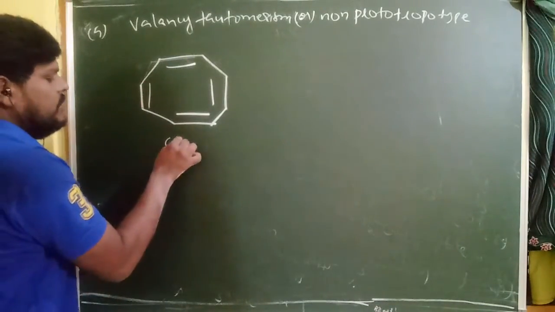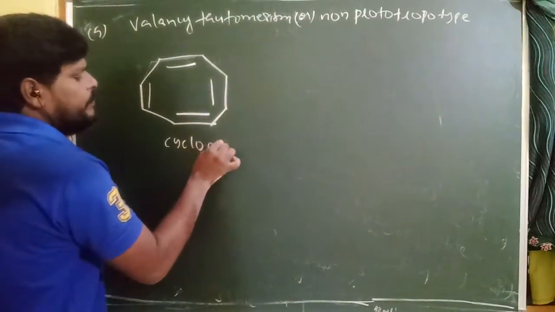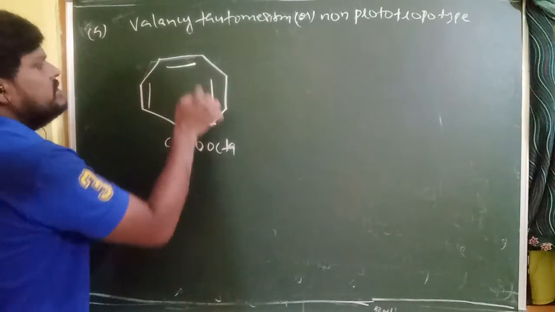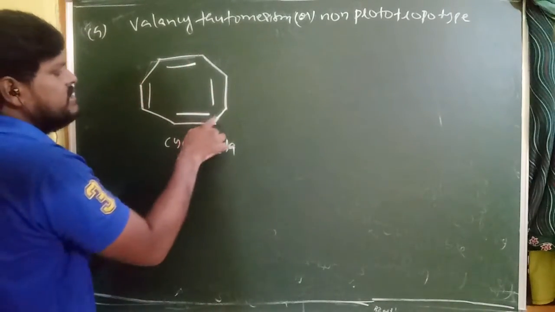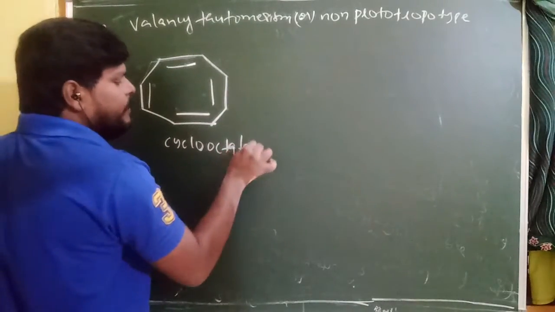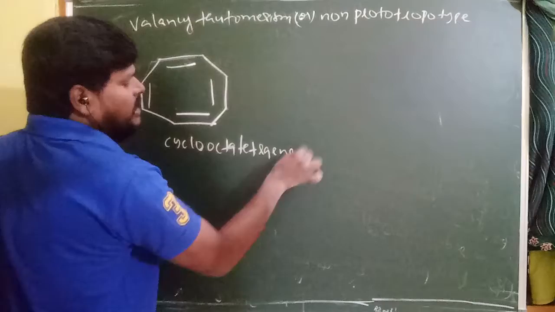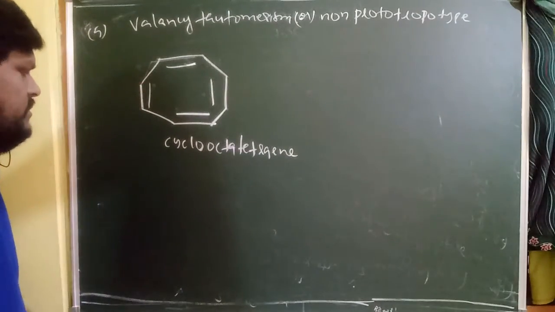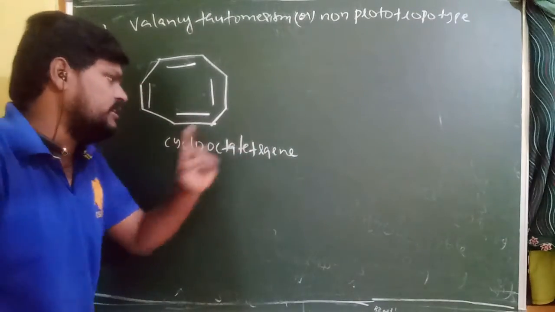Right, this is cycloocta because 8 carbons are there: 1, 2, 3, 4, 5, 6, 7, 8, and 1, 2, 3, 4, 4 bonds. That's why tetra. Suffix one ene, tetraene, cycloocta tetraene.